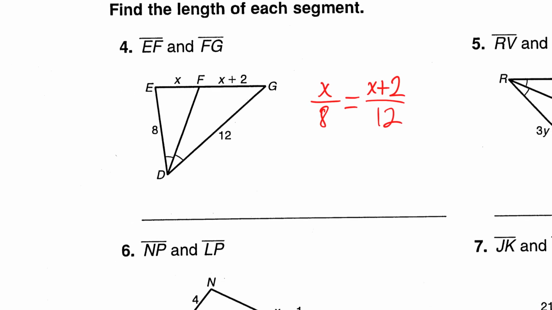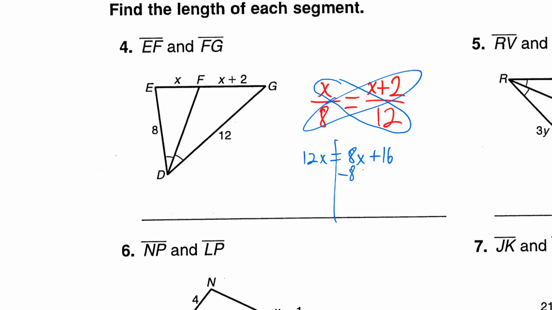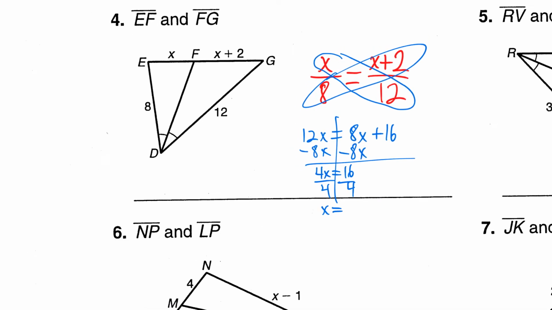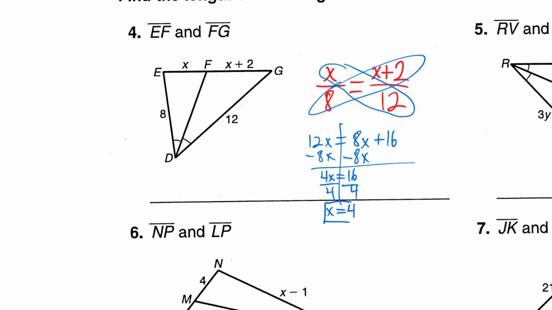All right, so let's cross multiply here. So what's 12 times x? 12x. What is 8 times x plus 2? 8x plus 16. Again, we've got to distribute 8 times the x and 8 times the 2. All right, so we're going to subtract 8x from both sides. That's going to give us 4x equals 16. Divide both sides by 4. And so x equals what? 4. X equals 4.